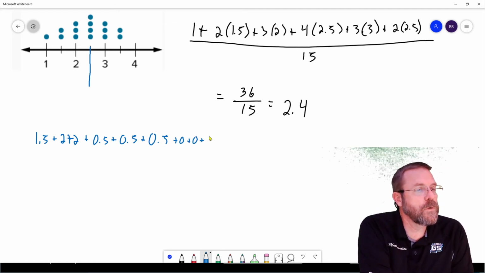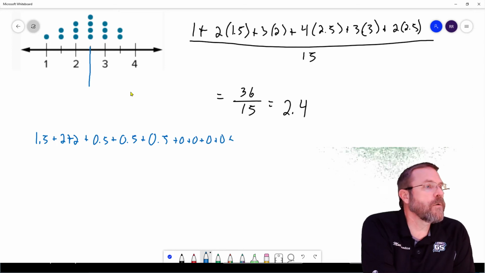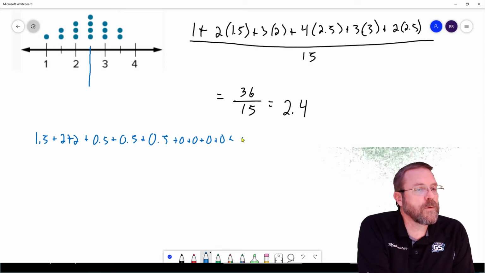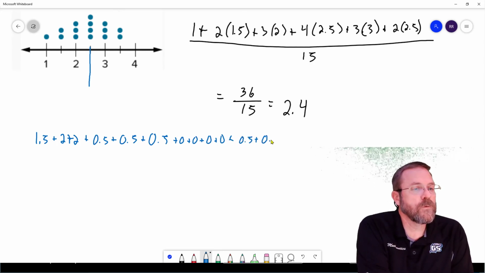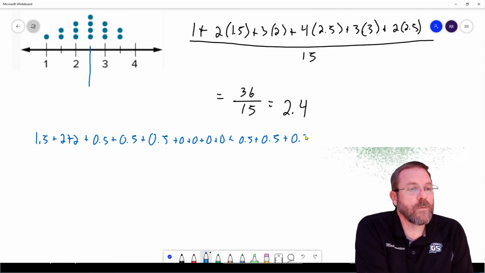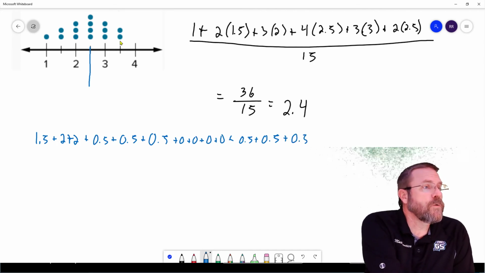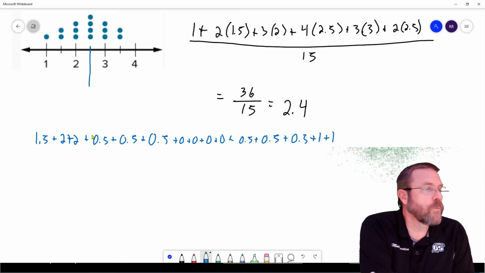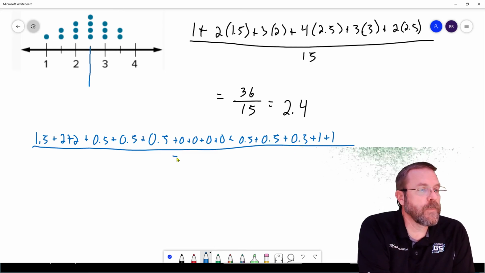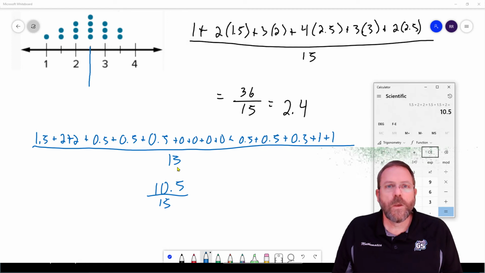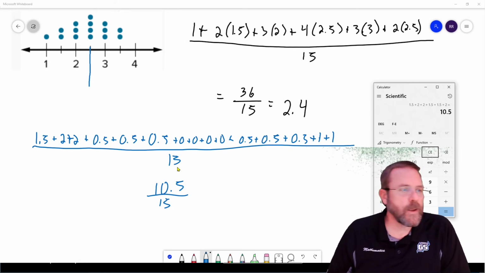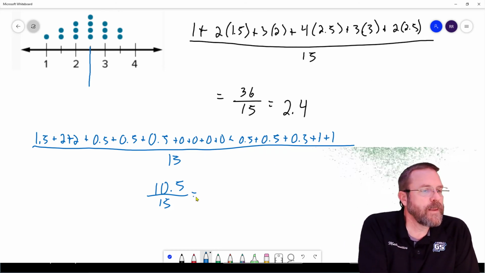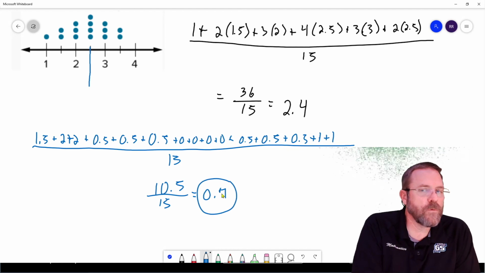1, 2, 3, 4. And now on this side I have 3 data values that are 0.5 from the mean, so that's 0.5 plus 0.5 plus 0.5. And finally I have 2 more data values that are 1 whole from the mean, plus 1 and plus 1. Let's average that by dividing it by 15. Alright, that gave me a total of 10.5, which I divide by 15, and that gives me a mean absolute deviation of about 0.7.